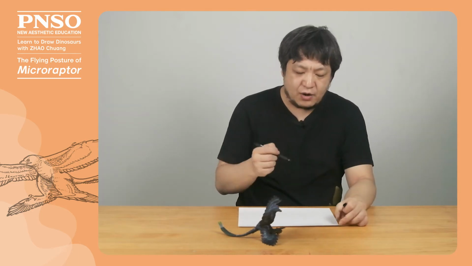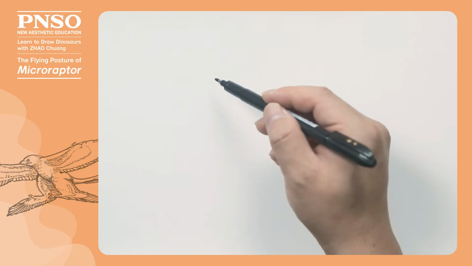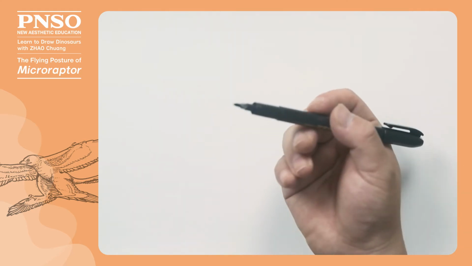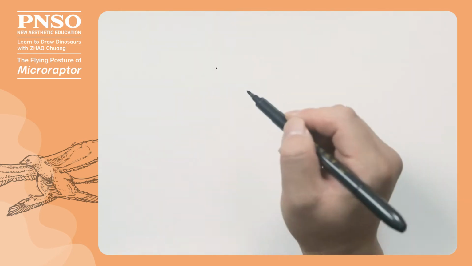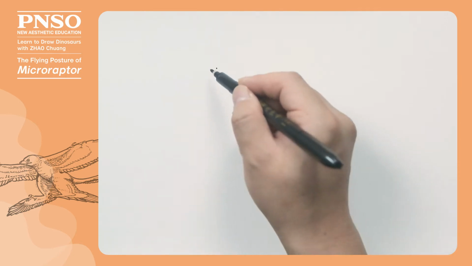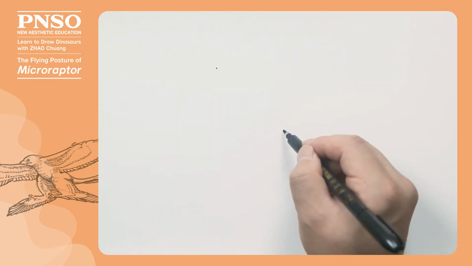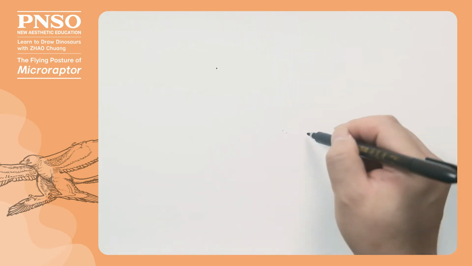Now, we start to draw the flying posture of Microraptor. Let's compose the picture first. To better show it, we draw it with a slightly frontal angle. First, determine the position of its head. Suppose its body was slanted backward like this, its rump would be about here, and its tail would curve like this and stop here.